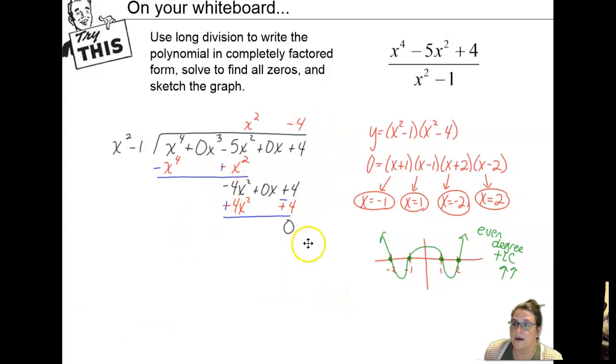Okay, when I end up with my remainder of 0, then I have my divisor as a factor, x squared minus 1. The quotient is also a factor, x squared minus 4. Those are both a difference of squares. So my x squared minus 1 factors as x plus 1 times x minus 1. X squared minus 4 factors as x plus 2 times x minus 2. And that would be 4 crosses at x equals negative 1, 1, negative 2, and 2. It's an even degree and a positive leading coefficient, so both ends point up.